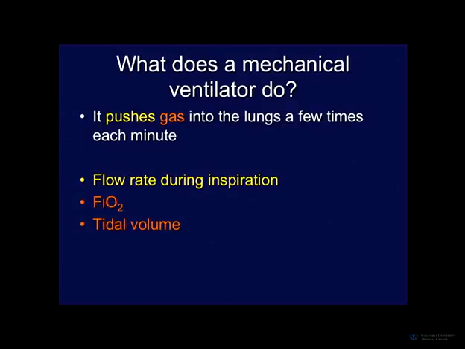We set how much oxygen is going into the lungs. We likewise set how much of a volume goes into the lungs with each breath, and a few times a minute is how we set the respiratory rate. So we're pushing air in at a certain rate. We are dictating how much oxygen it is, how much air is going in, and how often it is per minute.